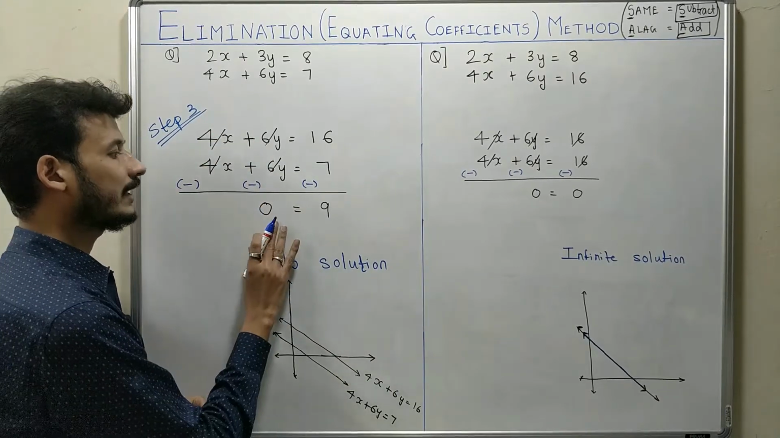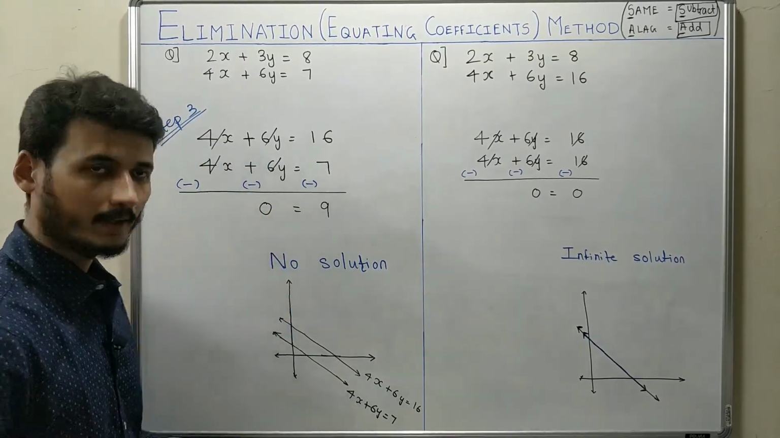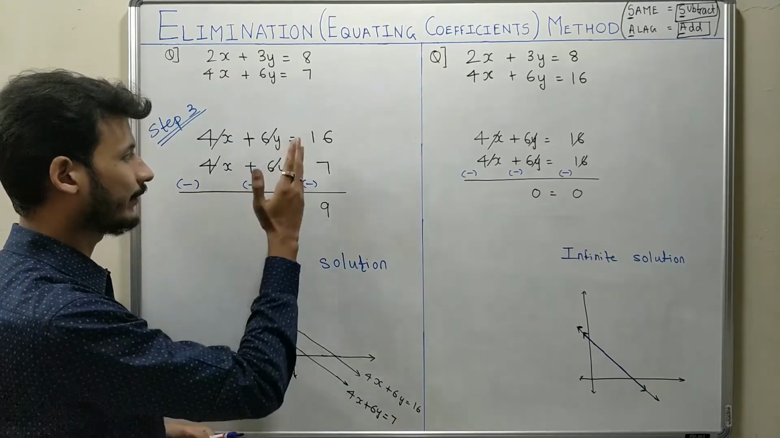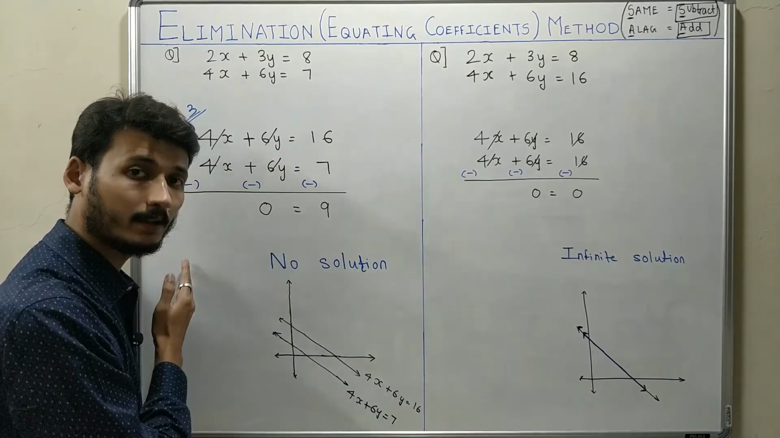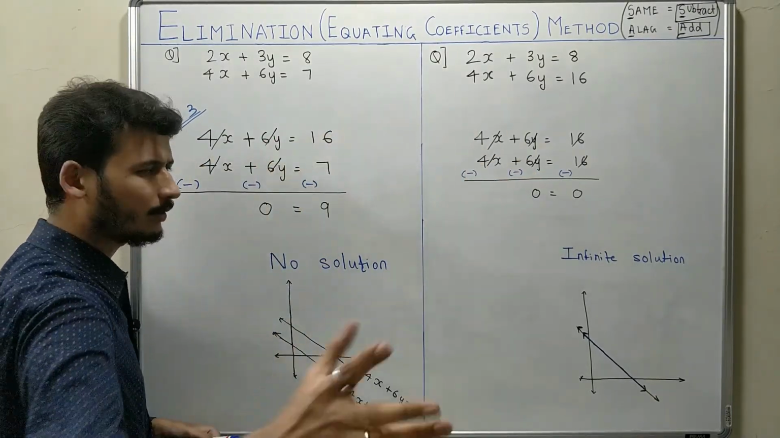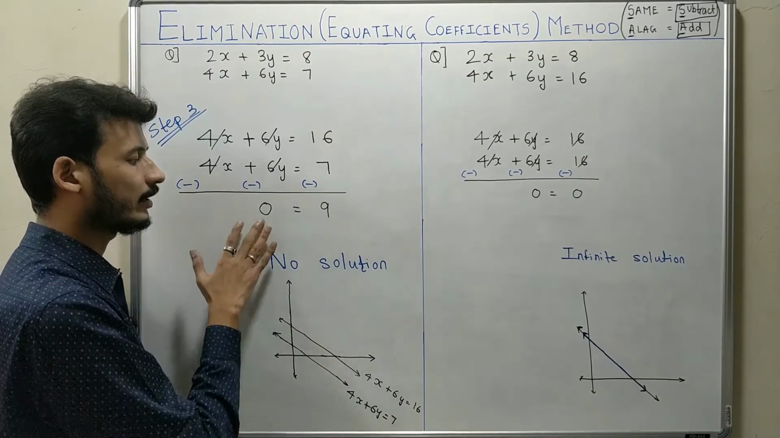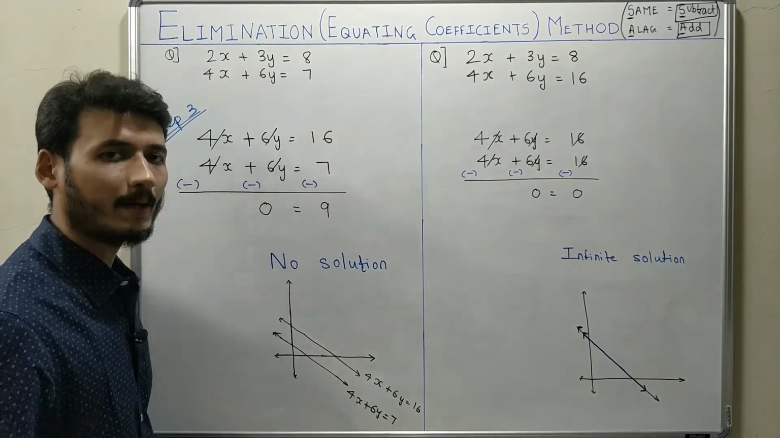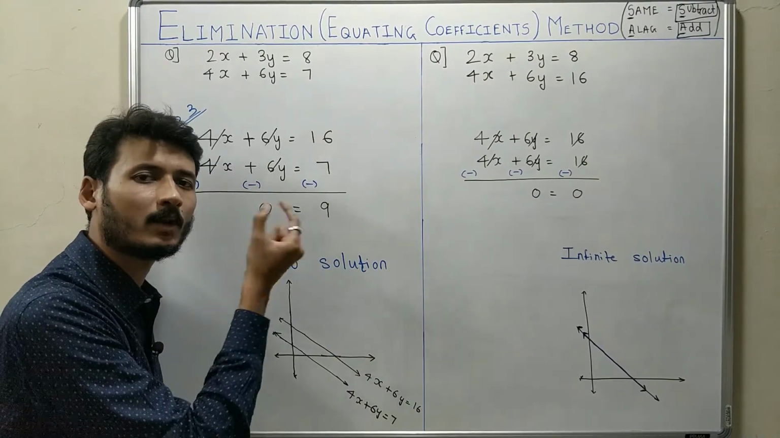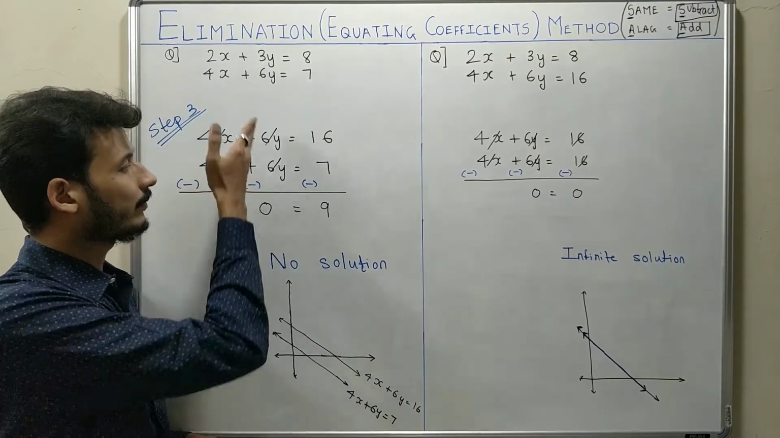we get 0 is equal to 9, it means 4x will get cancelled, 6y will get cancelled, everything on the left hand side will get cancelled, it will become 0, and on the right hand side there will be some value. It could be any value, but on the left hand side you will get 0. Generally what happens after performing step number 3, we get the value of one variable, either x or y. Here both the variables are getting cancelled.